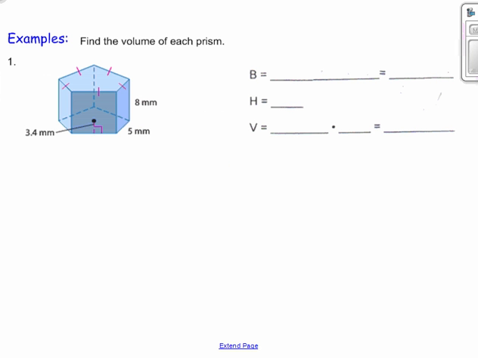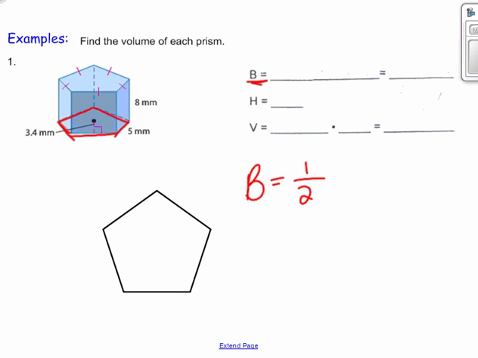Okay, so to find the volume of this prism, big B represents the area of the base. Just like with surface area of a prism, it changes depending on what the prism is. This is a pentagonal prism, so I'm going to have to find the area of that. What I remember is the formula for a polygon is 1/2 AP. They gave me 3.4 millimeters for my apothem, so that's nice.